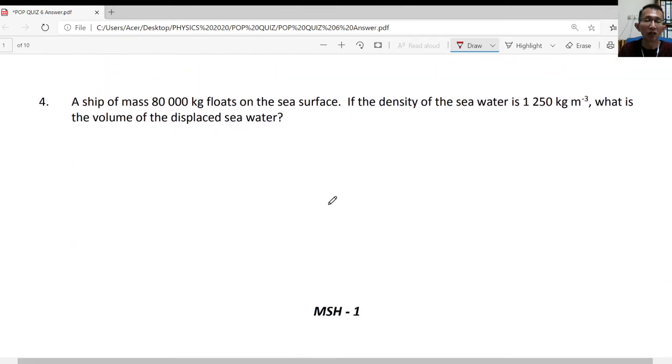Now I have a ship. A ship of mass 80,000 kilogram floats on the sea surface. The density of the sea water is 1250 kilogram per cubic meter. And what is the volume of the displaced sea water? So I have a ship. Here is the surface of the water, and I have a ship here.